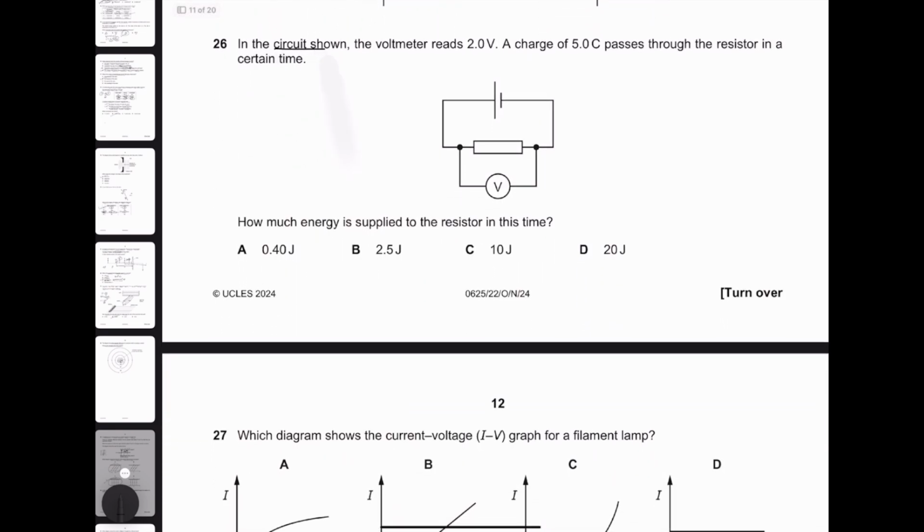In the circuit shown, the voltmeter reads 2 volts, and the charge is 5 coulomb. You have to figure out the energy. We know that voltage is equal to work done per charge, and work done is the same as energy. So work done is equal to V times Q. V is 2, and Q is 5. So your answer is 10 joules. The simplest question out of this paper is this one. 26, answer is C.